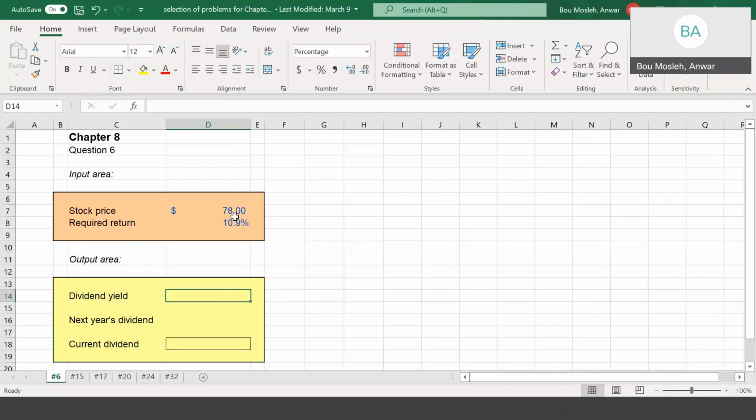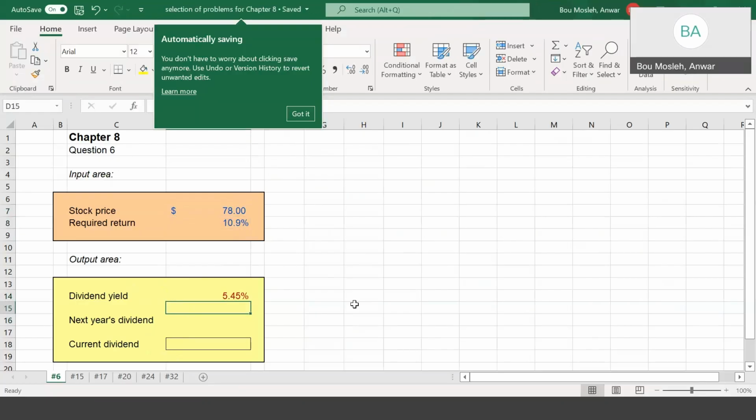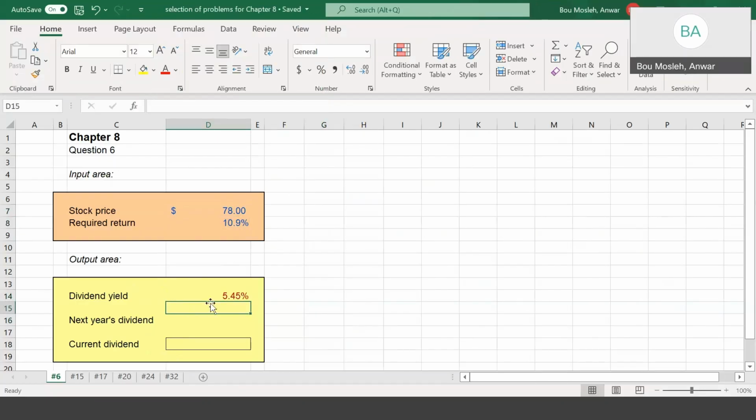So the $78 is the price of the stock, and 10.9% is your total return, which is divided evenly between dividend yield and capital gains yield. Okay, let's start with that. So dividend yield, we know it's going to be half of the total return. We learned that. So half of the return is coming from dividends. So basically, we're going to receive 5.45% of our 10.9% return from dividends on an annual basis. The remaining half is going to be from capital gains yield.